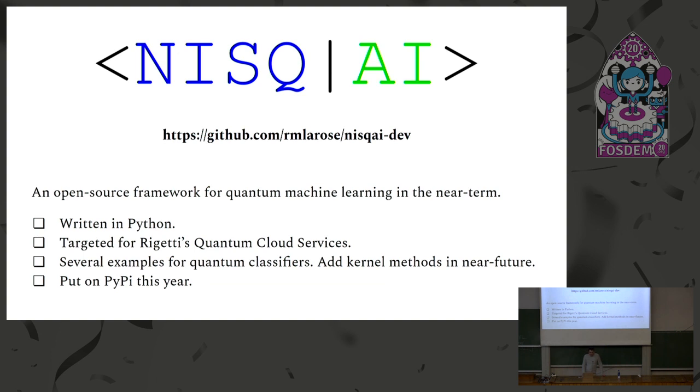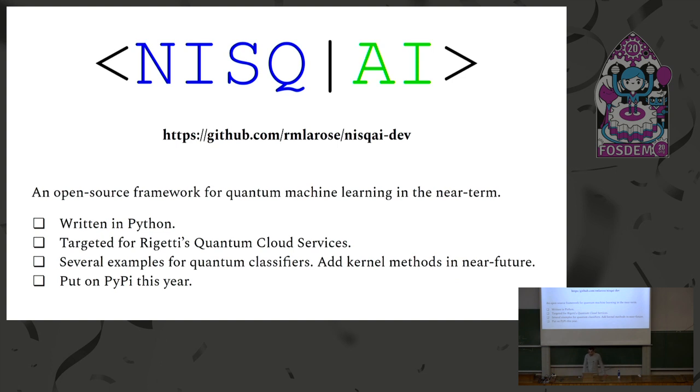NISC AI, we say, is an open source framework for quantum machine learning in the near term, sort of one of several now. We have a little bit different approach than others. Well, we're in Python, but we're targeted only for Rigetti's quantum cloud services. Instead of being sort of hardware and back-end agnostic, we're only writing for this back-end. In the near term, it has very promising capabilities for near-term quantum computation, such as dedicated time, active resets, and all these nice things. So far in our library, we're still sort of in an alpha stage.